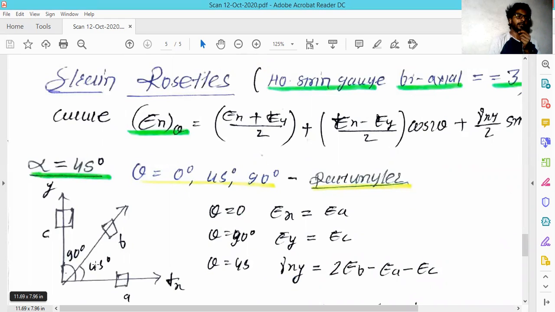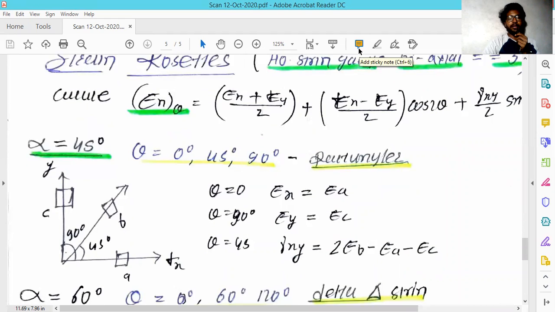With respect to that, now we move to the strain gauge, where we need to find out the value with respect to different strain gauges. For biaxial conditions, the number of strain gauges required is equal to 3. And in this condition, you have to find out the strain produced in this particular direction.